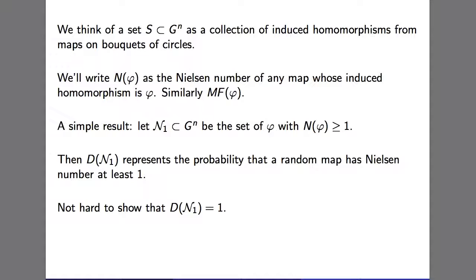If you choose a random homomorphism and write it out, the words will be very long. You expect it to have a lot of fixed points actually, and probably they're not all going to cancel out, so probably the Nielsen number will be large. So almost all maps have Nielsen number at least 1.